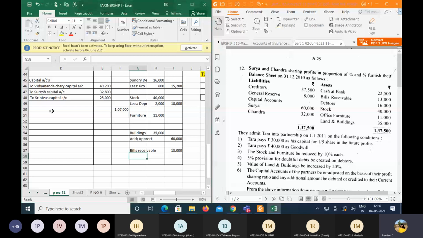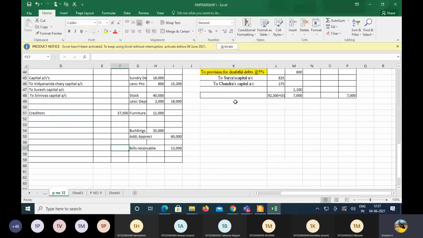And on this side we have creditors. Creditors, no change in the value, so that is 37,500. Apart from the creditors, there's nothing else.